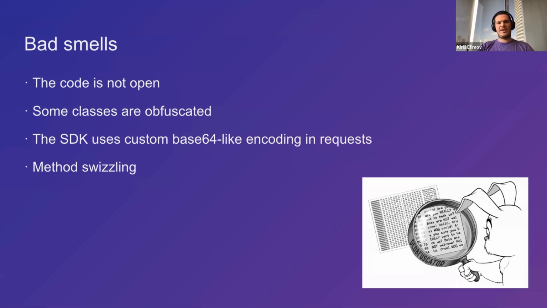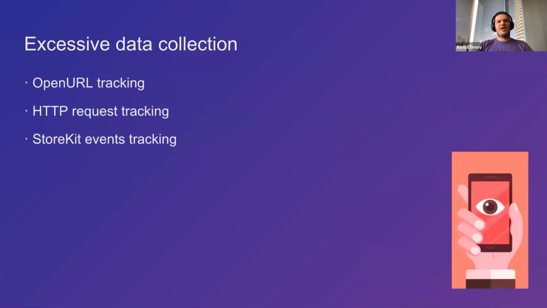Network activity showed that the SDK uses the same base64-like encoding in the requests to obfuscate them. After a deeper look, we found that Mintegral can collect some data which we don't expect to be collected. I'm talking about open URL tracking, all HTTP request tracking, including parameters of the requests like headers, and StoreKit events tracking. By tracking, I mean that the SDK sends a log about each of those actions to their backend.